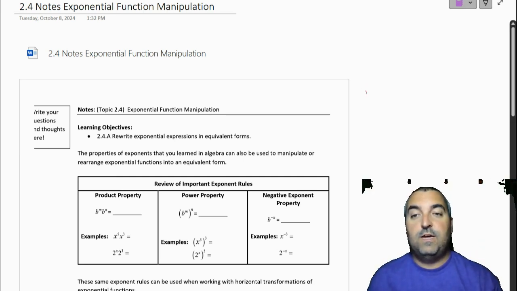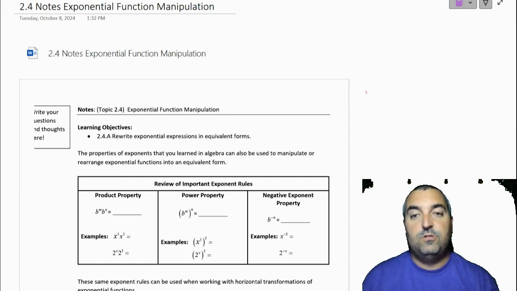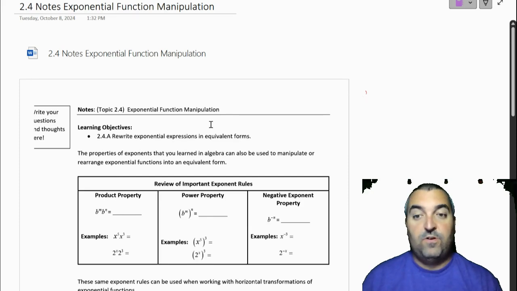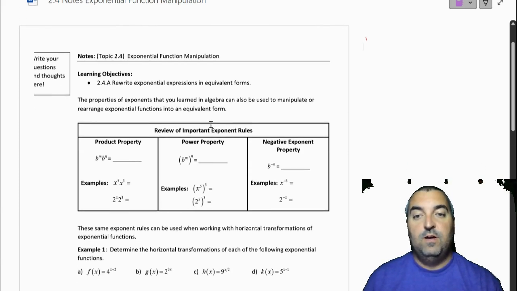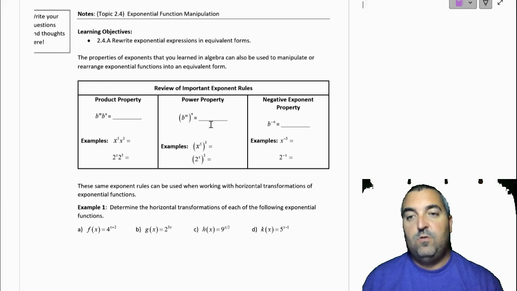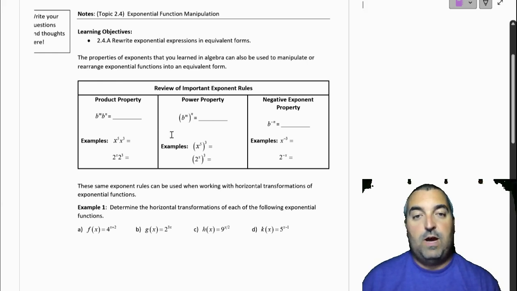Today we are looking at topic 2.4, which is exponential function manipulation. So first thing is we have to review exponent rules from Algebra 2. There's kind of three big ones that we're going to talk about in this video, which are the product property, the power property, and the negative exponent property.